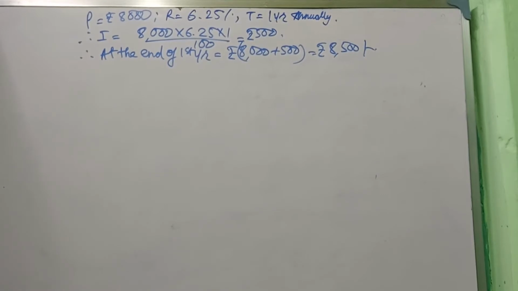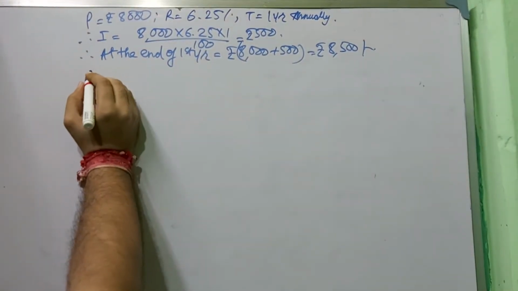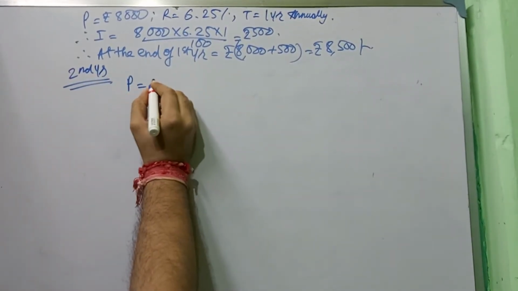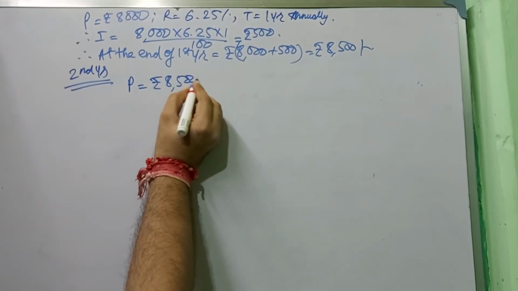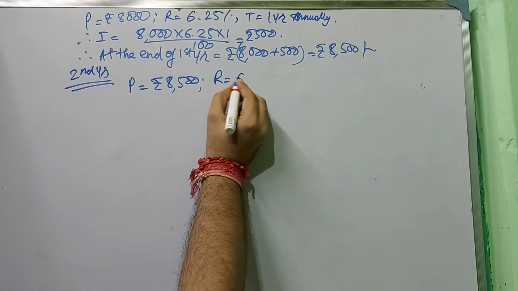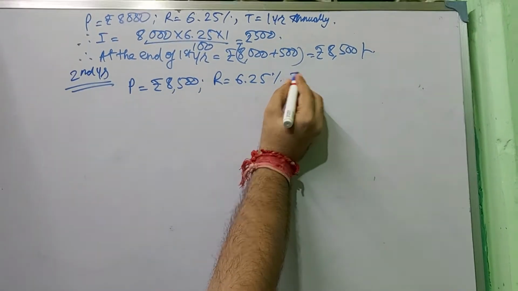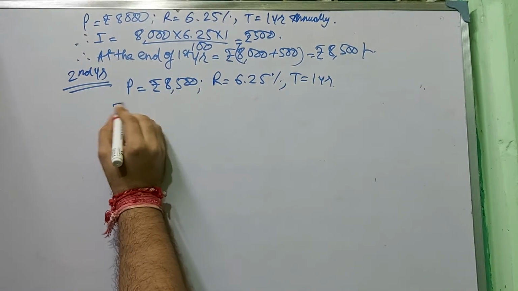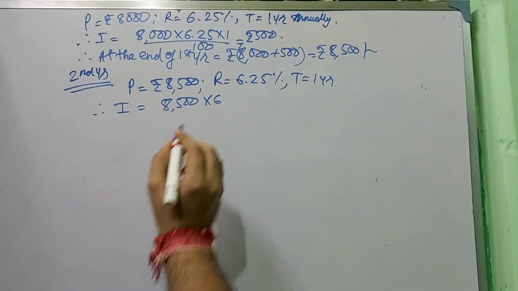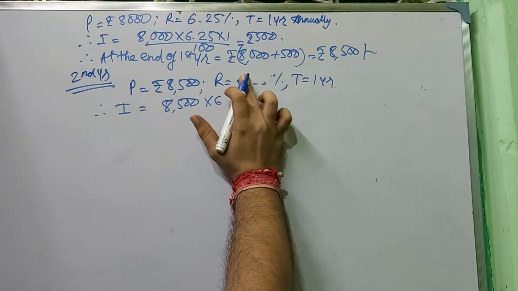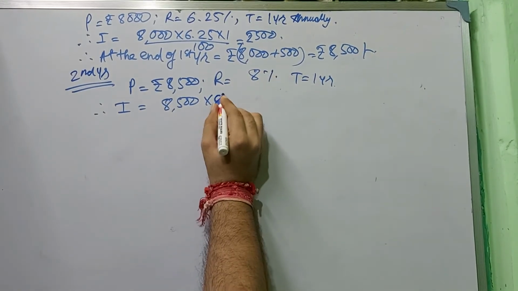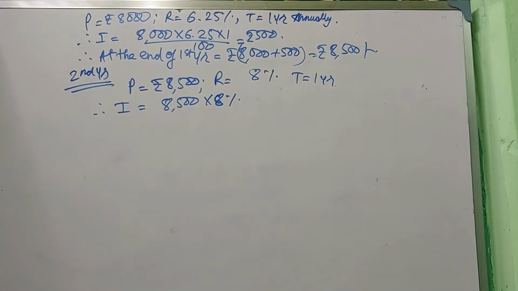Second, the compound interest for 2 years. For the second year, P will start as rupees 8,500 and the remaining are the same, so I am not writing that. 8,500 into the second year rate, which is given as 8%. If you go through the sum, it is given 8%. First year is 6.25 and second year is 8%.